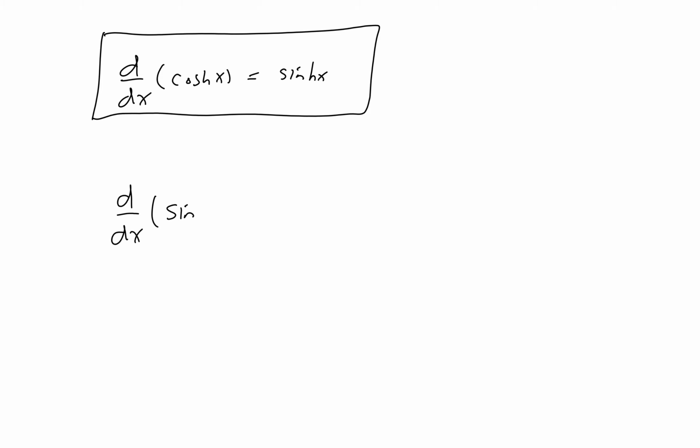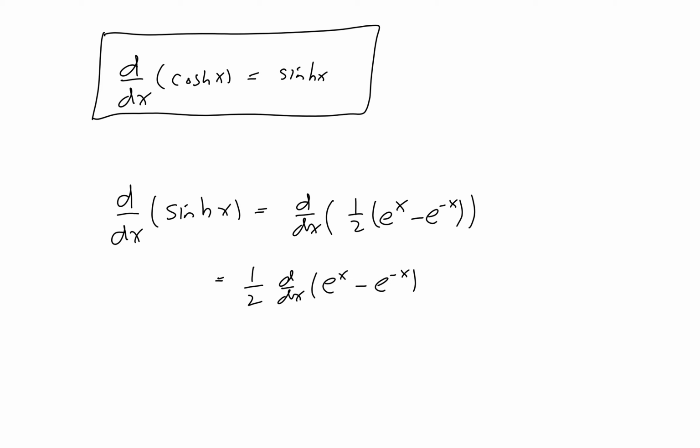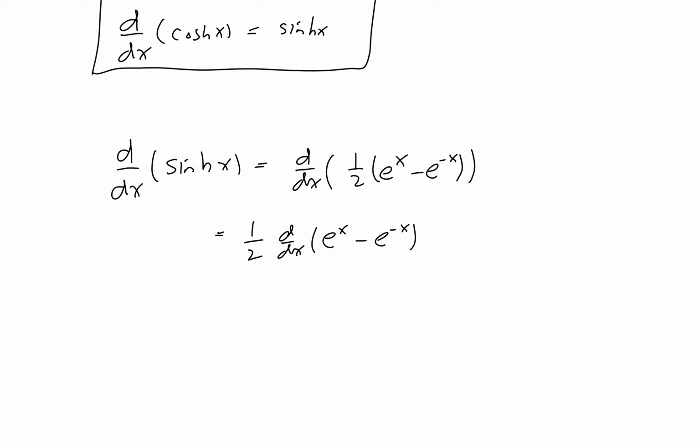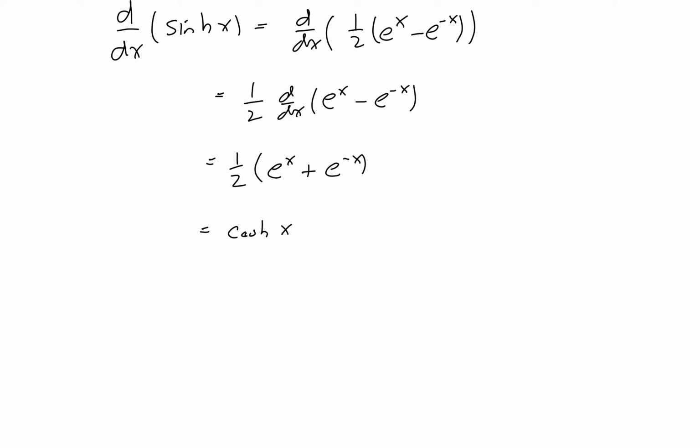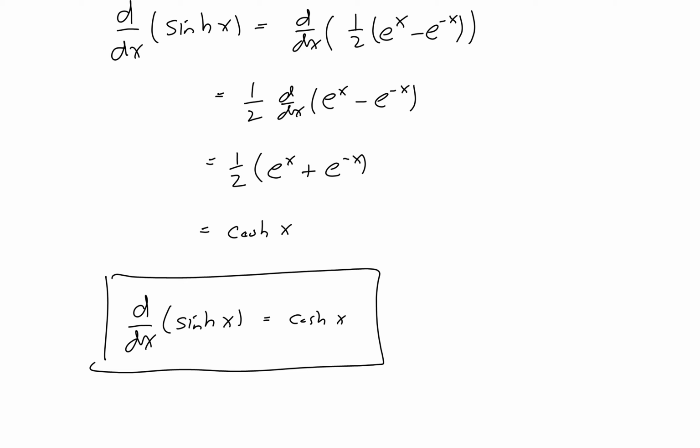And similarly, we can take the derivative of hyperbolic sine, bring that 1/2 out front. And now when we take the derivative of this, the derivative of e to the x is e to the x. And when I take the derivative of e to the negative x, I get a negative out front, so that becomes a positive, and I get this, and this becomes hyperbolic cosine. So again, up to that negative sign, these behave a lot like sines and cosines in terms of the derivatives.